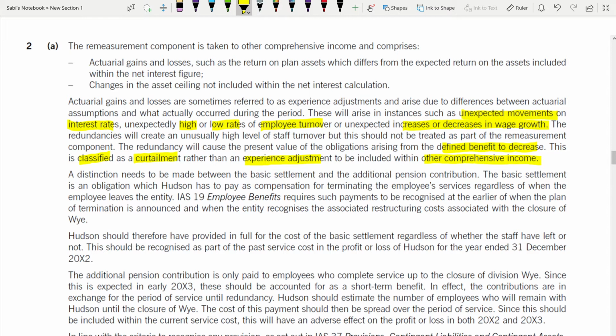So what does IAS 19 say on this basic settlement? It requires such payments to be recognized at the earlier of when the plan of termination is announced and when the entity recognizes the restructuring costs associated with the closure. Whichever date is earlier, they have to recognize the payment. Which payment? The basic settlement payment. The day when the plan of termination is announced, or the entity recognizes the restructuring cost associated with the closure of that department, whichever date is earlier, you have to recognize the basic settlement payment on that day.